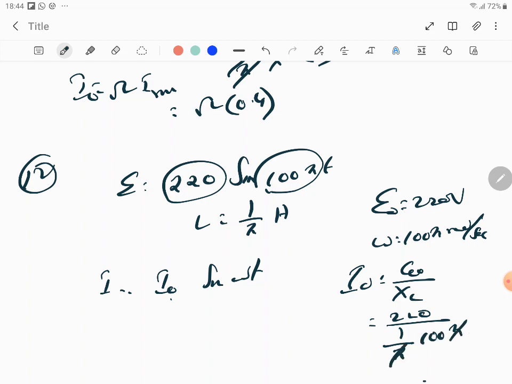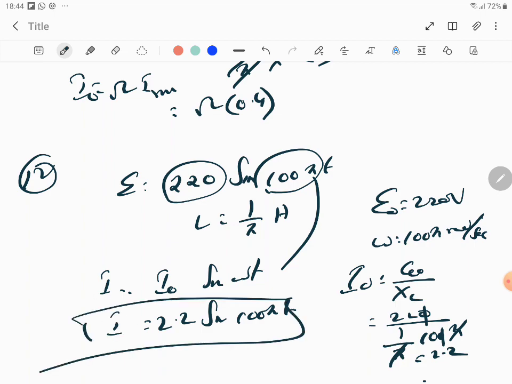Pi and pi get cancelled. This and this 2.2. Did you write 2 by 2 sine 100 pi t? Just copy the same omega, pi and everywhere and just write it. They're asking what will be the ammeter reading. Okay, one second.